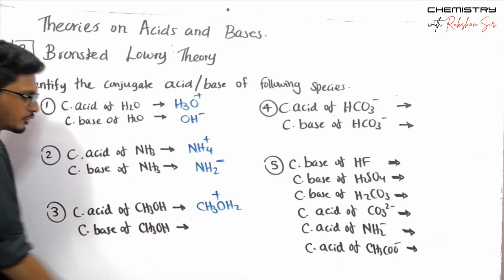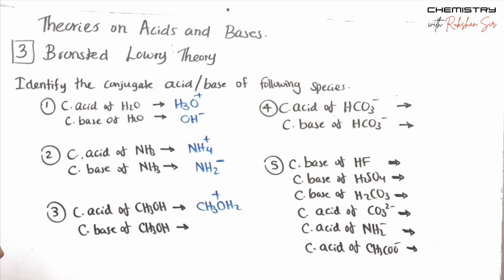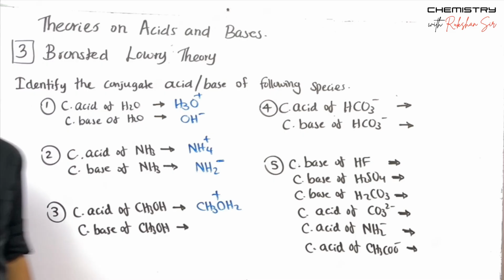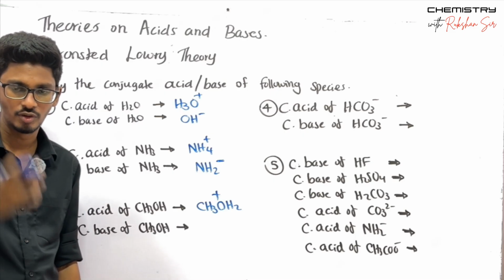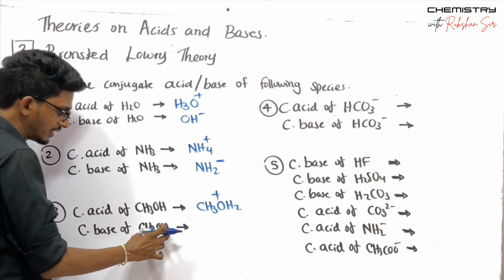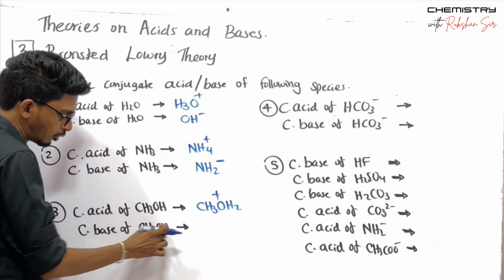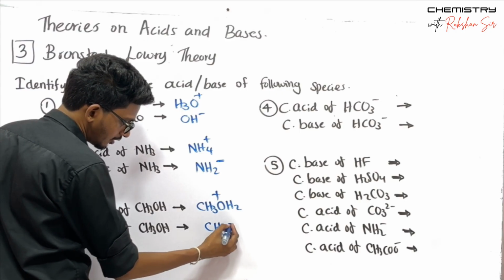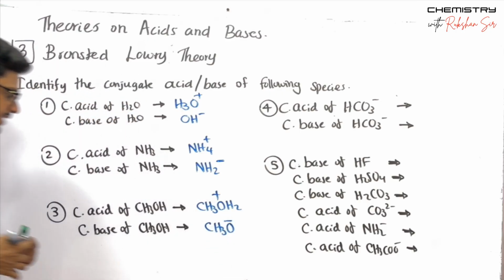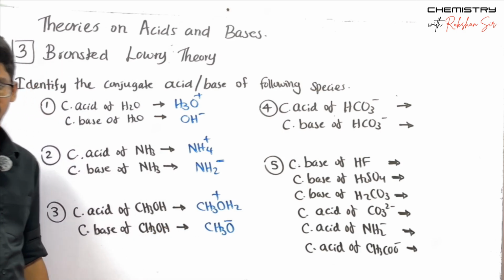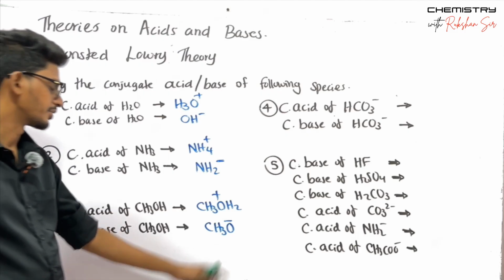Conjugate base of CH3OH. Base means you come up with the one with fewer H pluses, so one H plus less. That means you release an H plus from this one. CH3OH releasing H plus will give you CH3O minus, just the O minus as the H plus is released. That is an alkoxide ion.